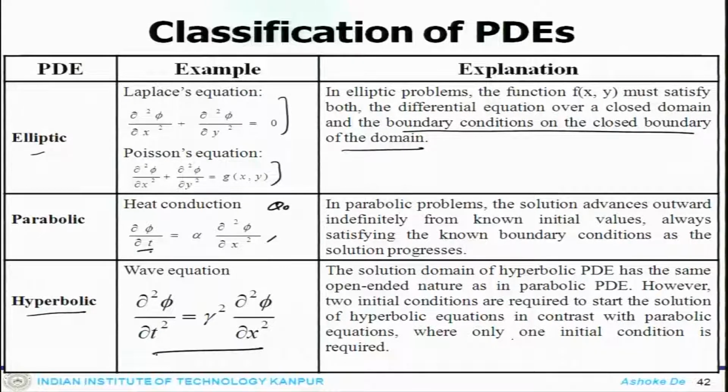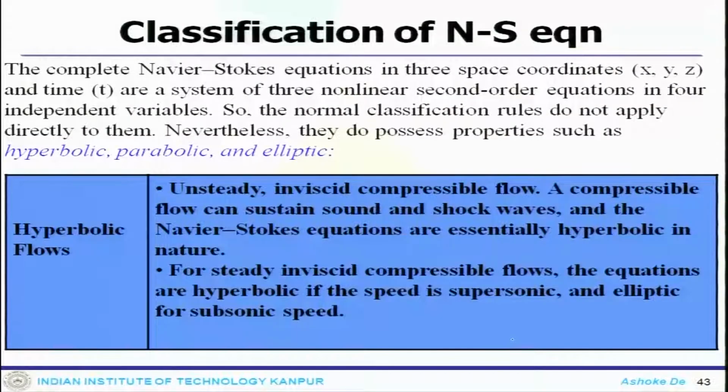But when you talk about fluid flow problems, what kind of equations are they? When you look at the complete Navier-Stokes equations in three dimensional space and time, this is a nonlinear second order equation with 4 independent variables. So the normal classification rules do not actually apply directly to them, but importantly they do possess properties of all these hyperbolic, parabolic and elliptic systems.